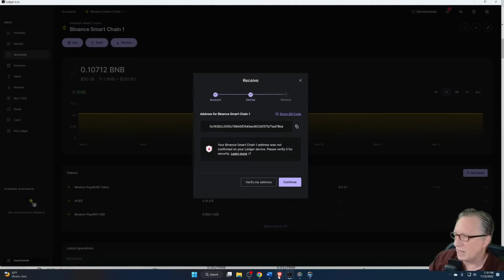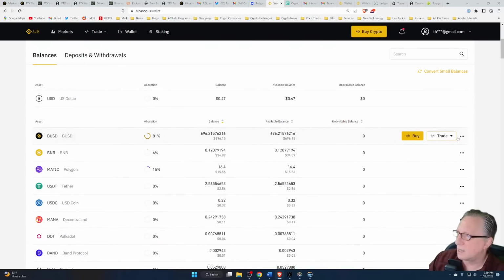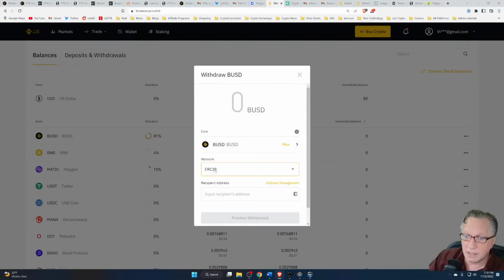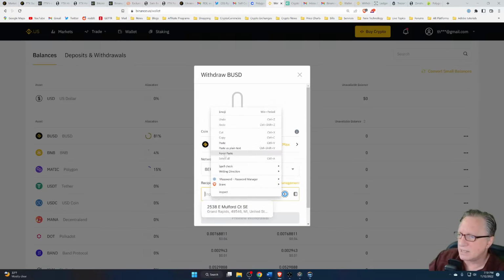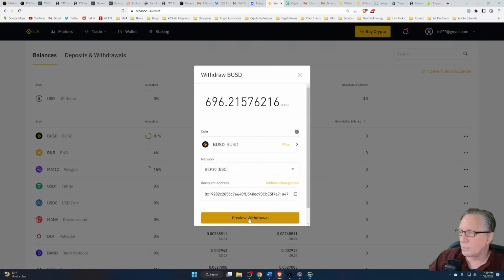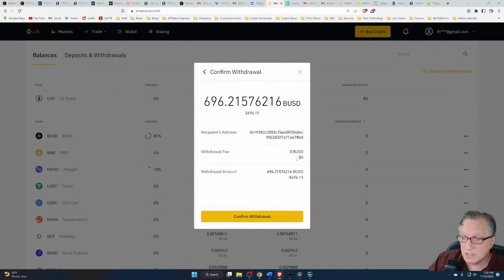That's the same address, right? Let's go over to Binance US. Let's do a withdraw of our Binance US dollar. I can use ERC20, which I'm not going to, right? They'll charge me an arm and a leg for that. But I can use the Binance Smart Chain address. Paste in that address. Send it all. What the heck? Let's look at our preview withdrawal. They're charging me 0 for that one. Actually, it's probably just less than a penny or whatever.